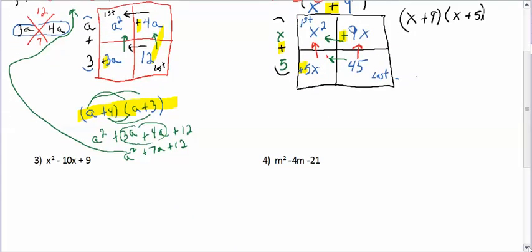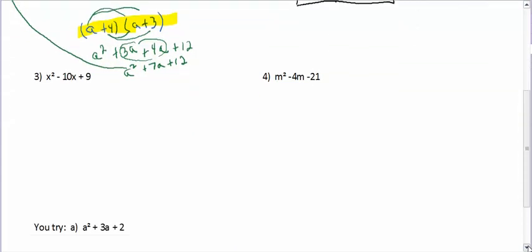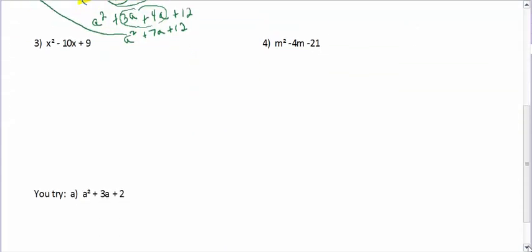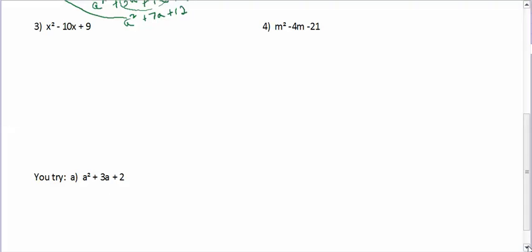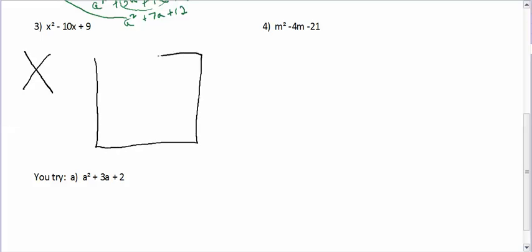Now we're going to do the same thing. We're going to factor. So first thing you're going to do is make your x in your box. So here's my x, and here's my box. Write your problem down. x squared minus 10x plus 9.